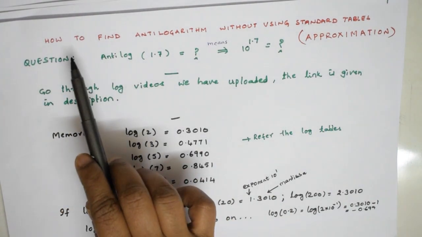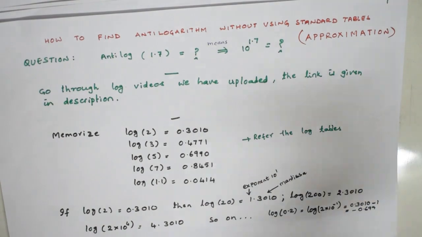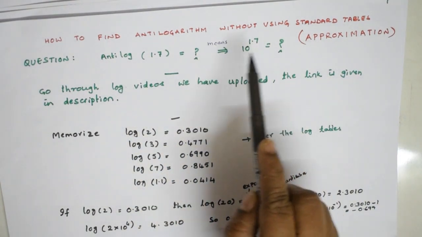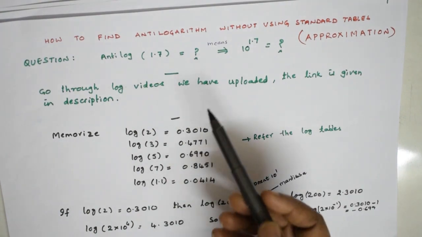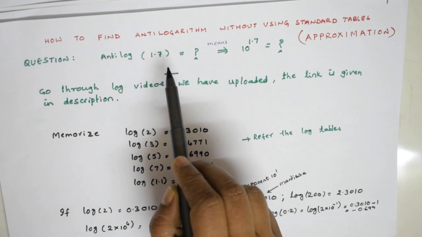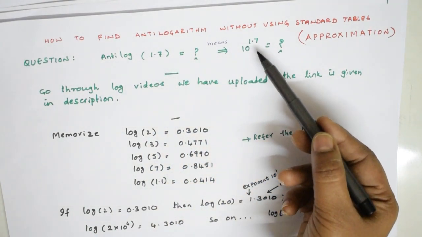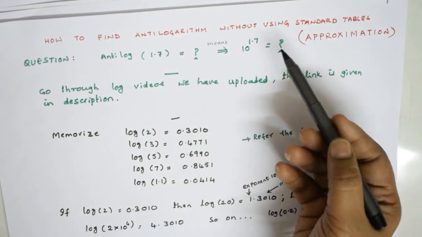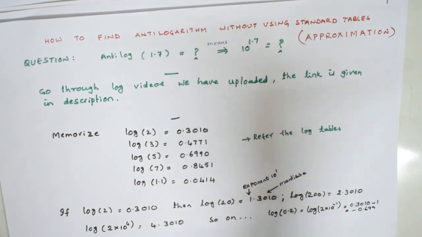So here I have written how to find anti-log without using standard tables. Whatever answer we get, we're going to find the approximate value for that. You can directly mention it in the exam. Now when we speak about anti-log 1.7, what does it mean? It is equal to 10 raised to the power of 1.7, correct? This value we'll find without using the anti-log table.